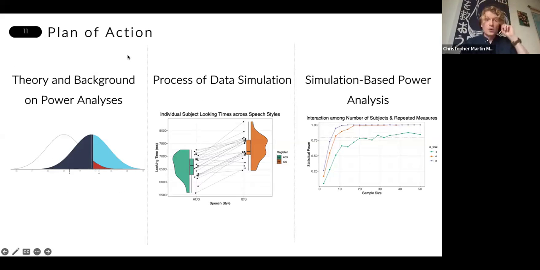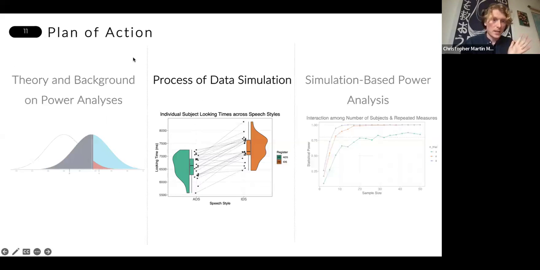Okay, so let's talk a bit more about the process of data simulation, and then we'll send you out into breakout rooms, and then you can get more practical experience with it.